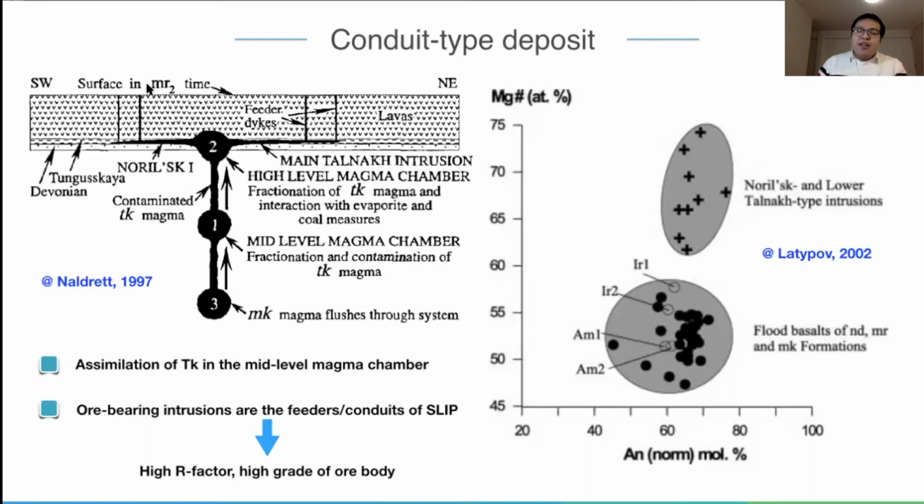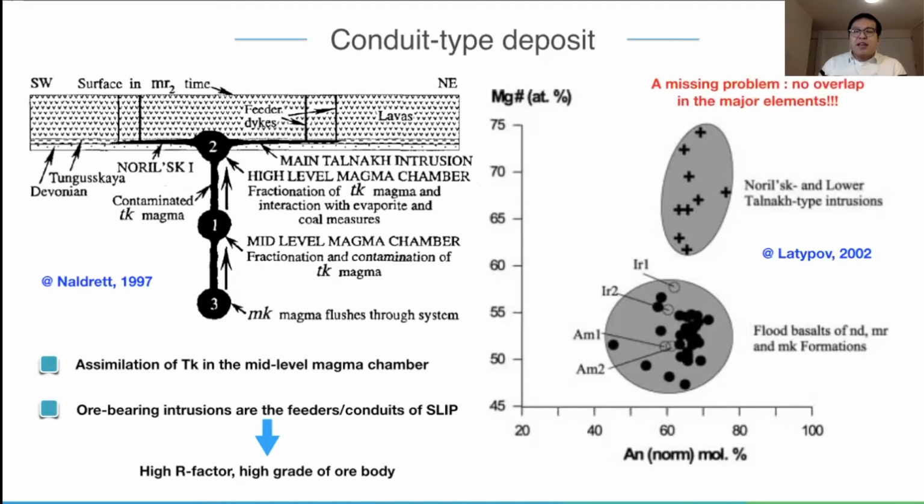And finally, there is a new replenishment of the MR to MK magma into this system. This magma will have a large interaction with the sulfide here, and then give the high R factors and the high PGE content of these ores. If Tony's model is right, we can see that the Noril'sk 1, Talnakh, and Noril'sk intrusions can be considered as the conduit of this SLIP. But there are some missing problems.